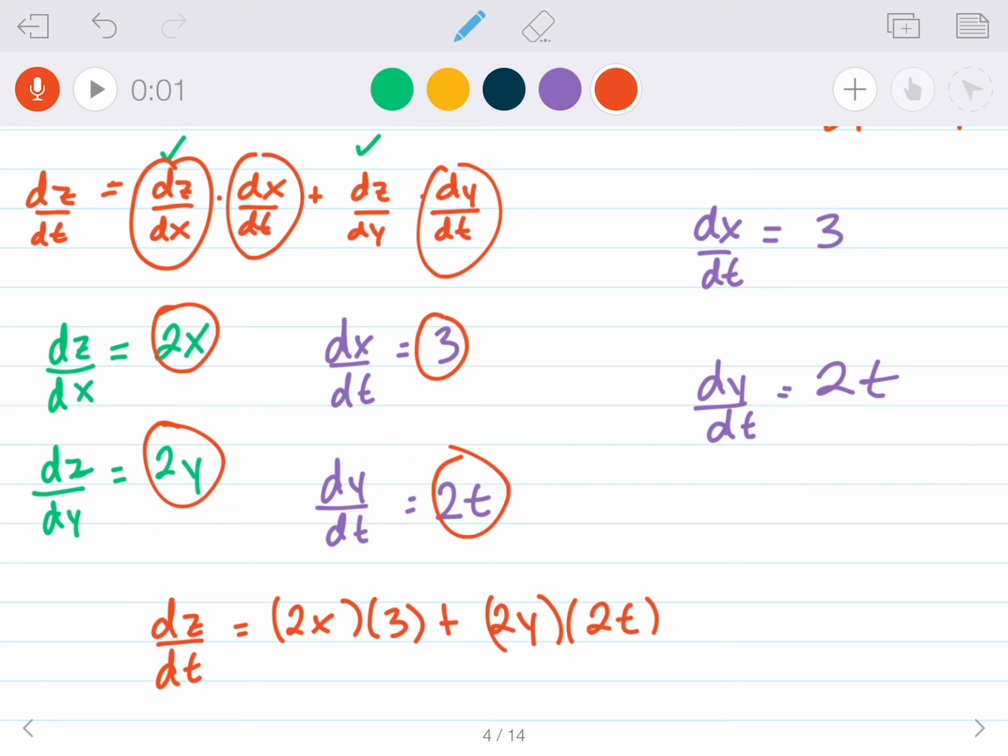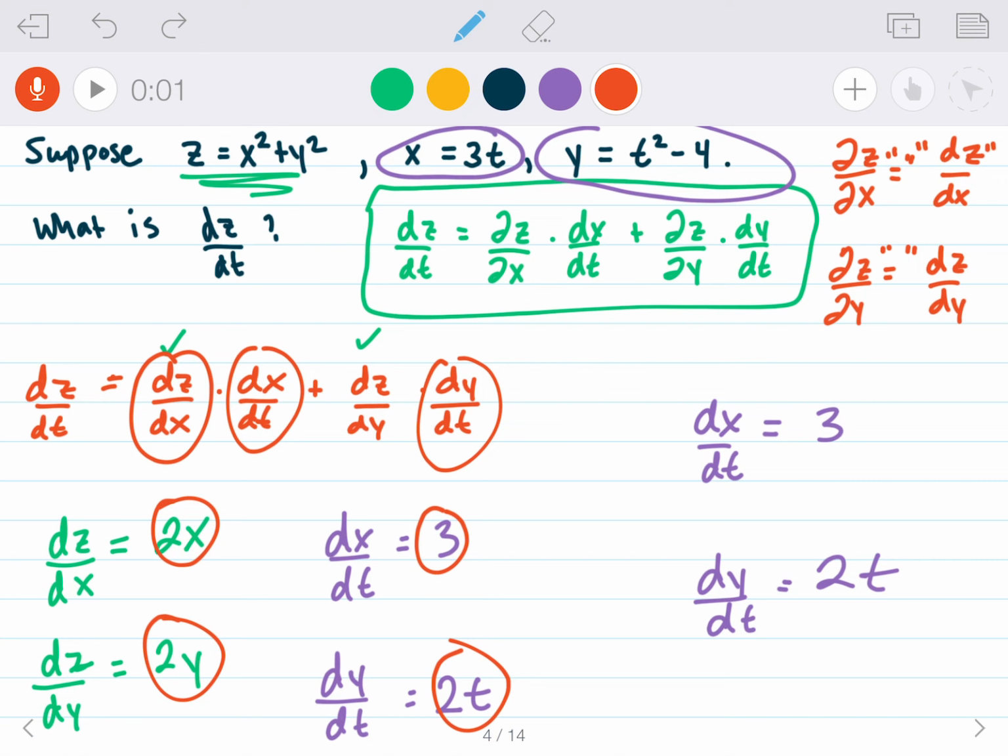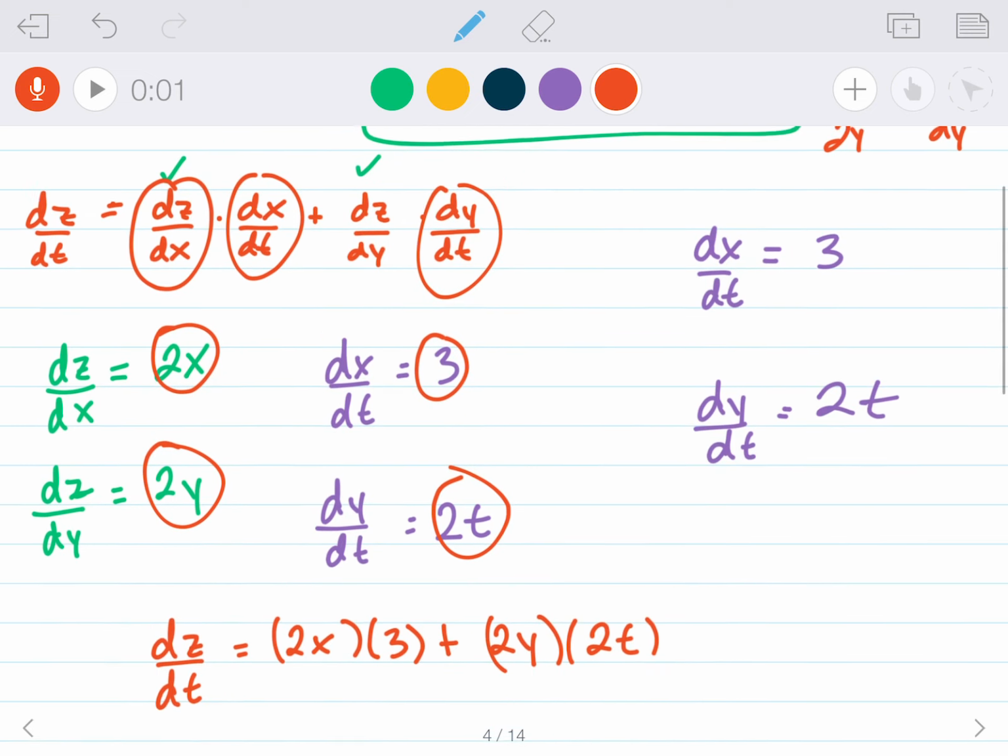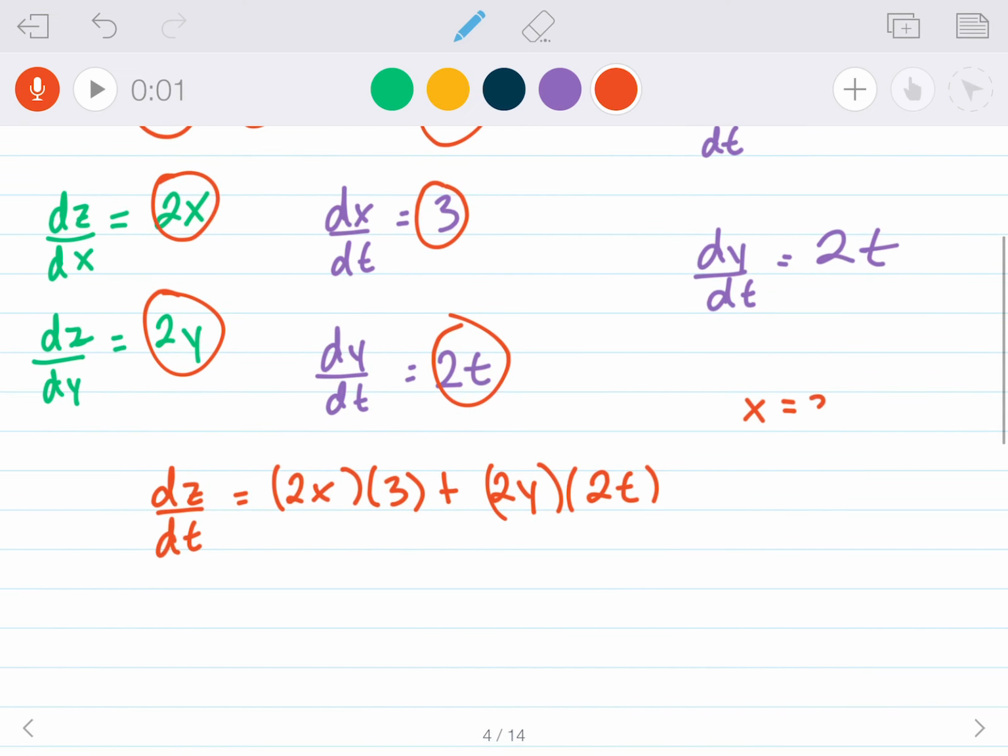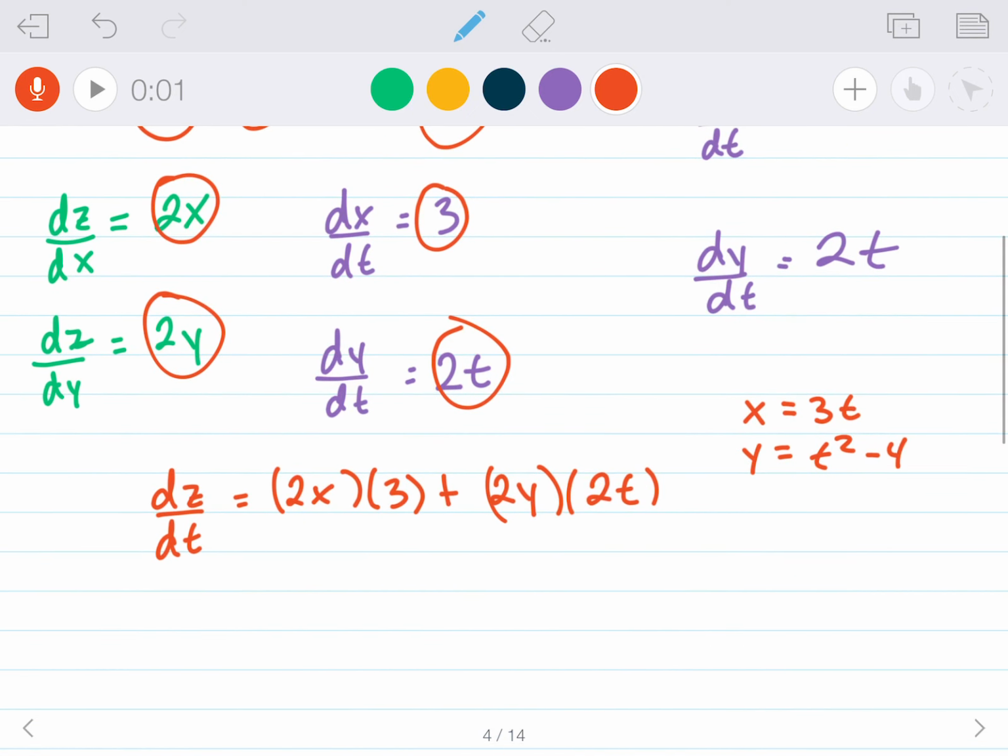And we want our final answer in terms of t, right? Because we're trying to find the change in z with respect to t. So we go back up here and we know that x is 3t and y is t squared minus 4. So let's write that over here. We can just sub in those values so that we make sure that we're in terms of t.